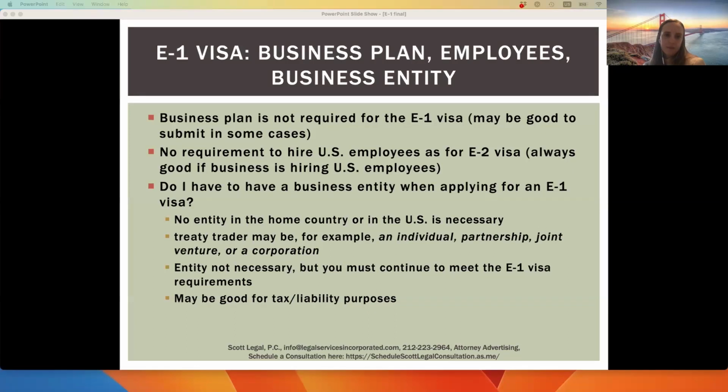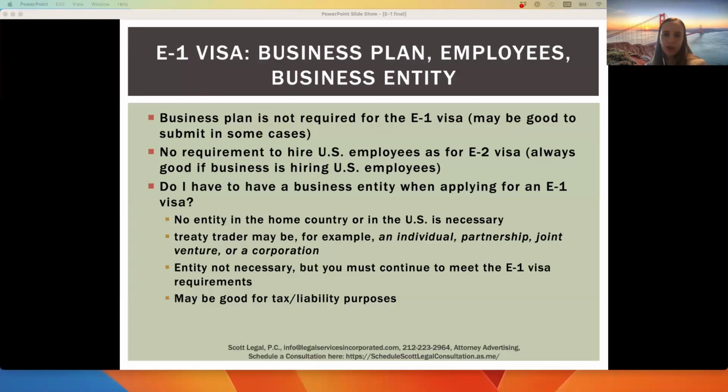Another thing is, some people ask, do I have to hire employees in the US once I come to the US? The answer is no. There is another type of visa, the E-2 investor visa. For that kind of visa, you absolutely have to hire employees in the US. For the E-1, you don't have to. There is no requirement.